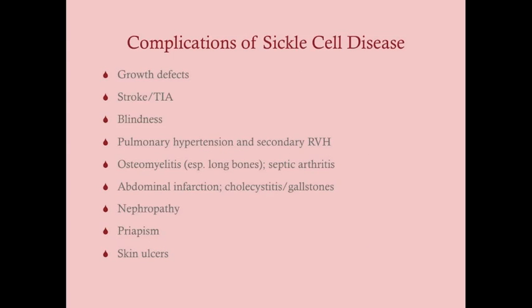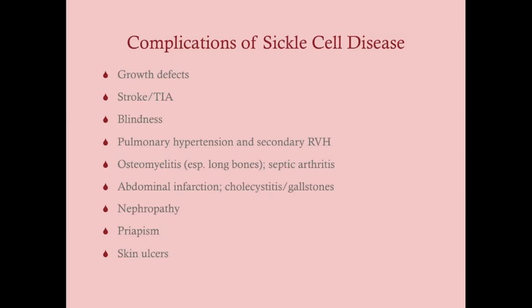Okay, so here are some of the complications of sickle cell disease. Certainly this is not a comprehensive list, but it's a list of the ones that, in my opinion, come up the most on the USMLE and are most commonly seen in sickle cell patients. So growth defects, simply because being chronically ill with sickle cell disease in childhood is going to lead to growth defects. Not to mention if they have any kind of bone infections, that is another thing that can lead to at least a height defect.